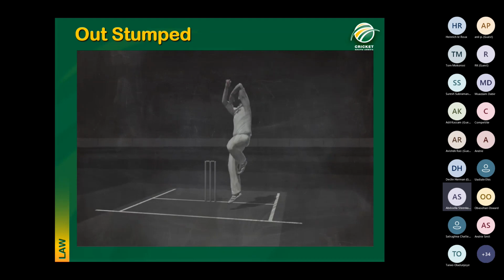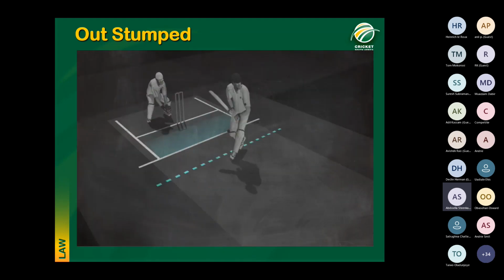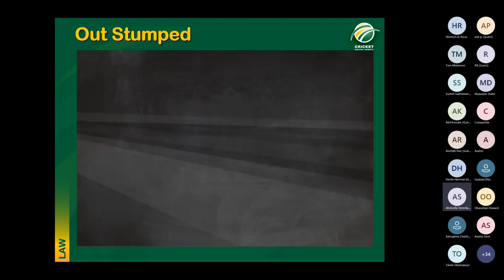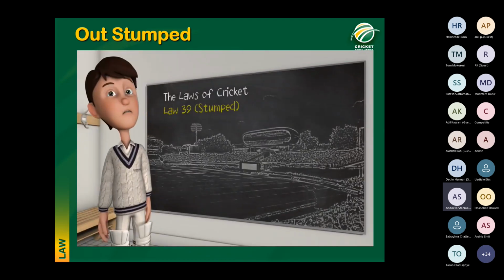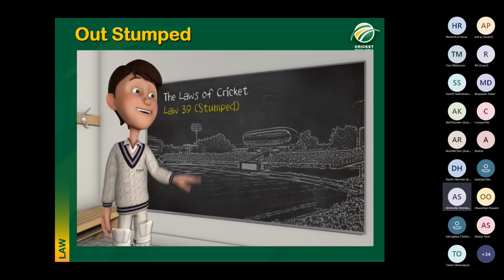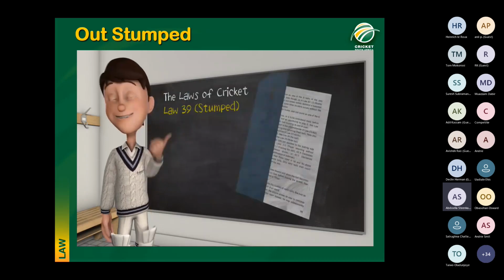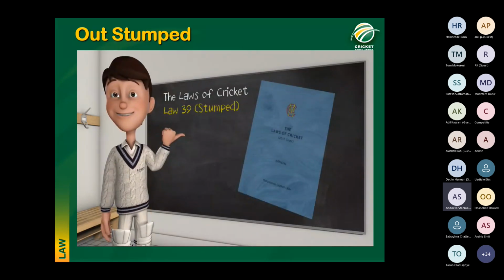If it is a no ball, the batsman will not be out stumped and is also protected from being run out, as long as he or she is not attempting a run. Don't be stumped about stumping. Get a copy of the Blue Book and study Law 39.